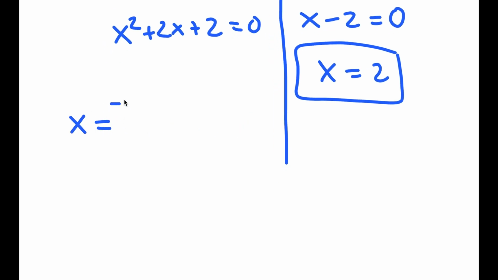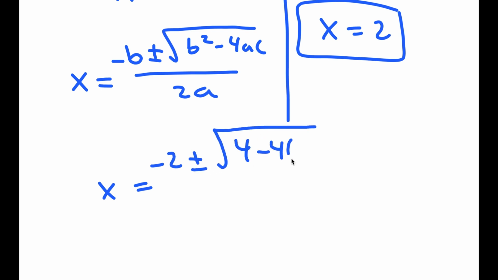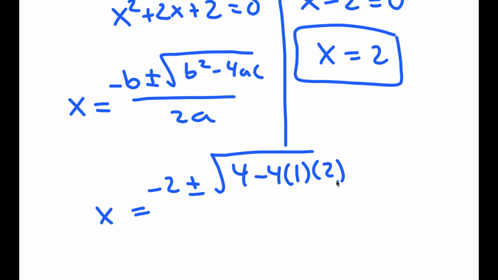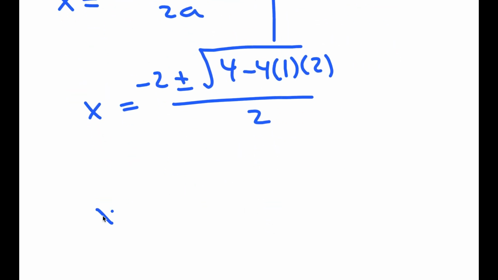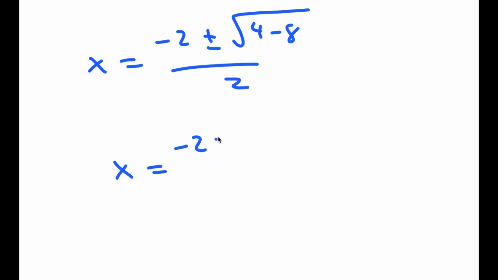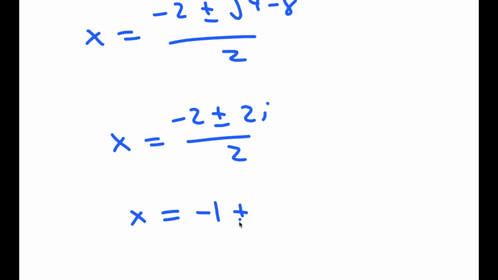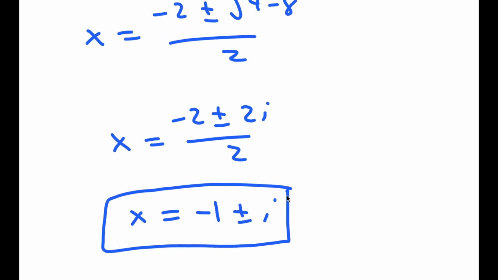So to solve this, I'm going to use the quadratic formula. So I get x is equal to negative 2 plus or minus the square root of 4 minus 4 times 1 times 2, over 2, which is equal to negative 2 plus or minus the square root of 4 minus 8, over 2, which is equal to negative 2 plus or minus 2i over 2, which is equal to negative 1 plus or minus i. So these are two more solutions.